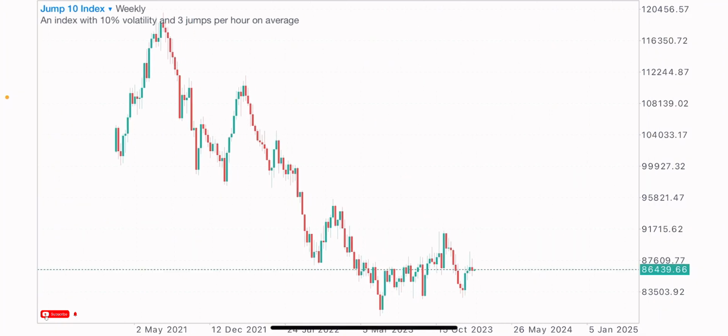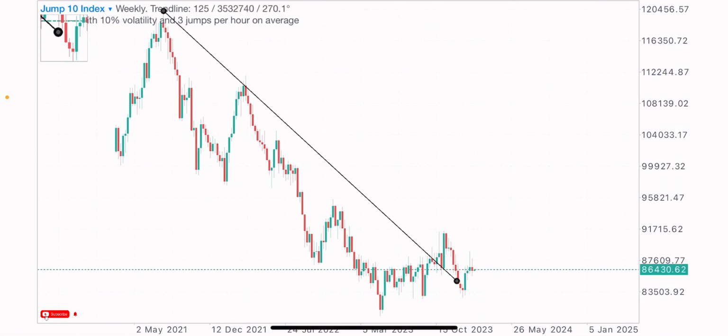Analyzing from a higher time frame gives you an advantage in the market because you'll be able to see the bigger picture of the market, have a clearer view, and identify the key levels and zones on the market. On the weekly time frame of this index, you can see that this index has been on a downtrend for a very long time now. This index has been trading to the downside, creating lower highs and lower lows.